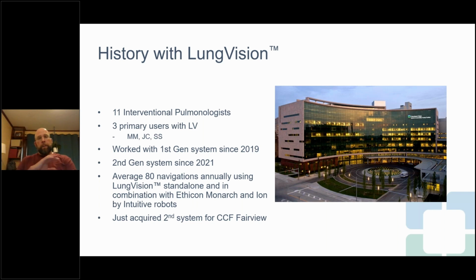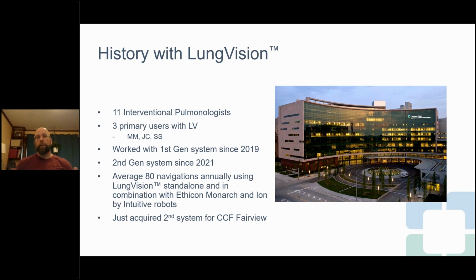A little bit about our history. We have 11 interventional pulmonologists that work on main campus, and then 4 or 5 advanced diagnostic bronchoscopists as well. There's actually 5 folks that are using lung vision with pretty regularity, and we've been using it since the first generation system in 2019 and the second generation system since '21.